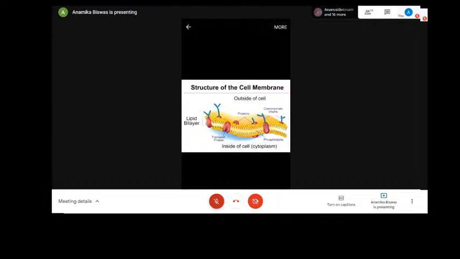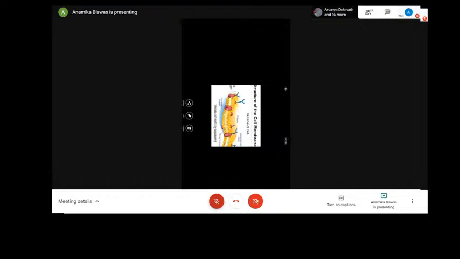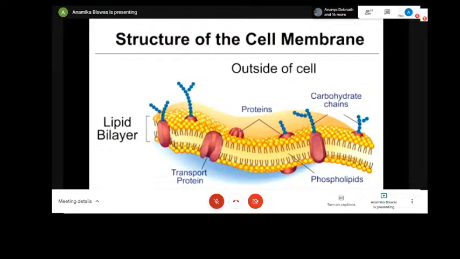Now, structure of cell membrane. See, the cell membrane is composed of lipid bilayer with protein molecules embedded in it. Sometimes carbohydrates are also present in cell membrane.